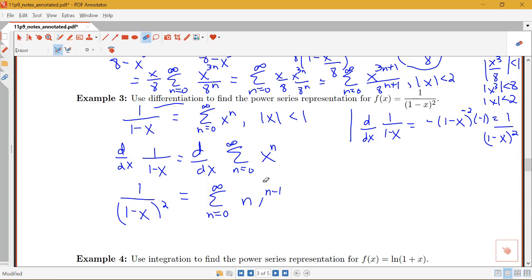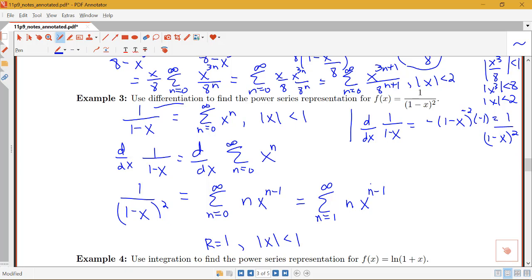And our radius of convergence is staying the same. This is still going to be r equals 1. I'll also still have the interval of convergence being from -1 to 1, or with absolute value of x less than 1. There's one additional step I can do here to simplify things if I want. Notice that when n equals 0, this term is just going to be 0. So this is the same thing as saying the sum from n equals 1 to infinity of nx to the n minus 1. So you might often see it expressed like that.